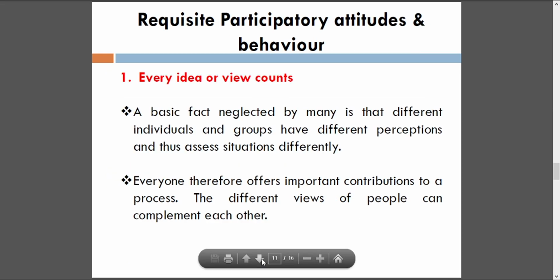So now let's look at the requisite participatory attitudes and behavior. The first attitude is that everyone's idea of you counts. So what we normally neglect is that different groups or individuals have different perceptions about issues. So therefore, because of this, you should ensure that everyone's idea of you is respected when you're working in a community. So that therefore, everyone's contribution matters. These contributions can complement each other in the long run.